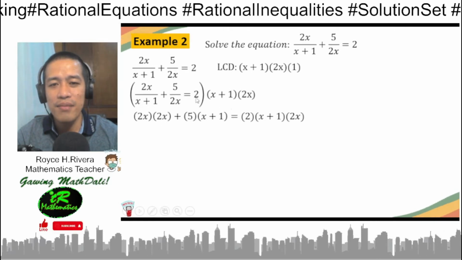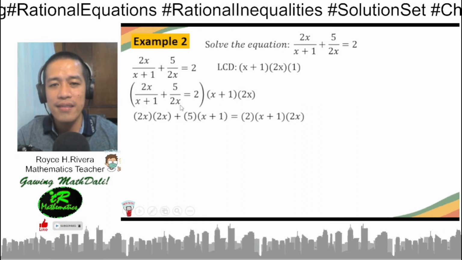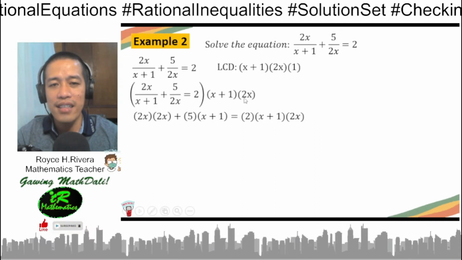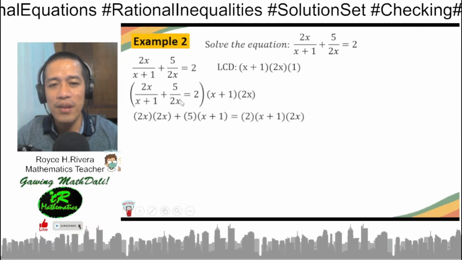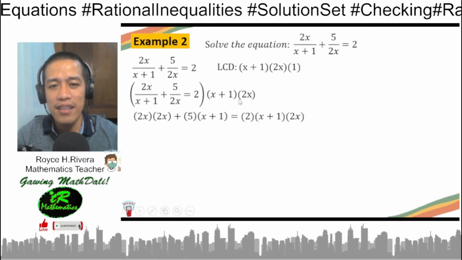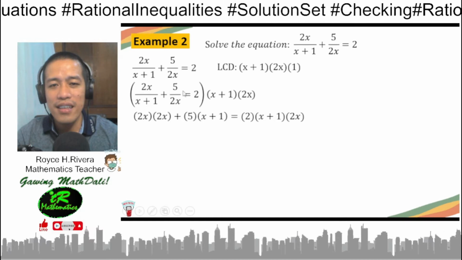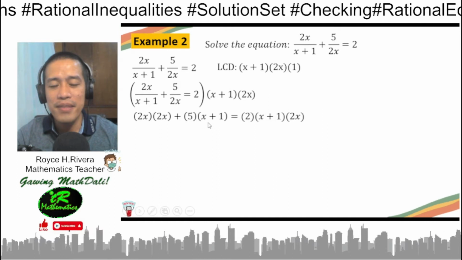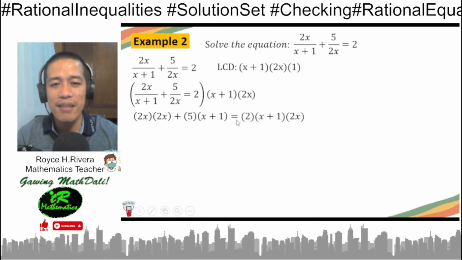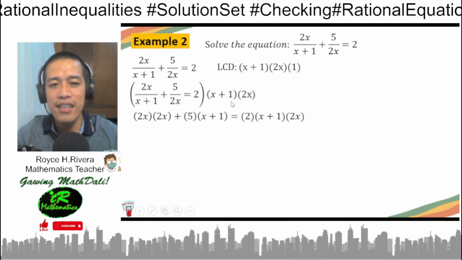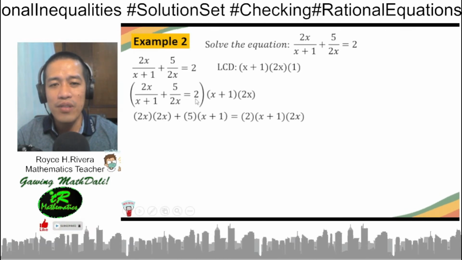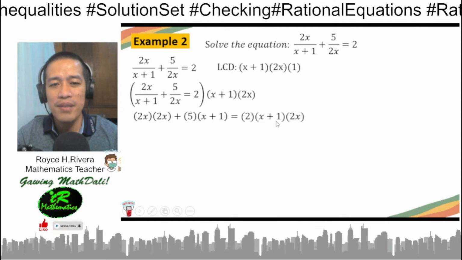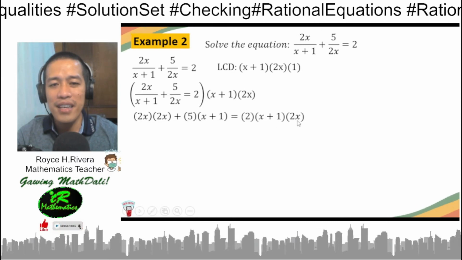Next, the LCD multiplied by 5 over 2x. 2x in the denominator and 2x in the LCD will be reduced to lowest term, and that is equal to 1 times x plus 1 times the numerator 5. So we have 5 times the quantity x plus 1. Then finally, the LCD multiplied by 2, and we will have 2 times the quantity x plus 1 times 2x.